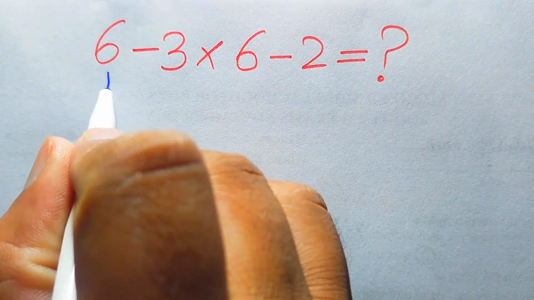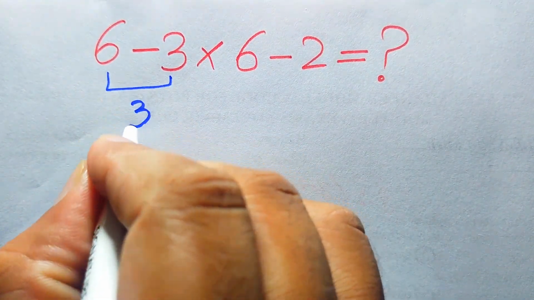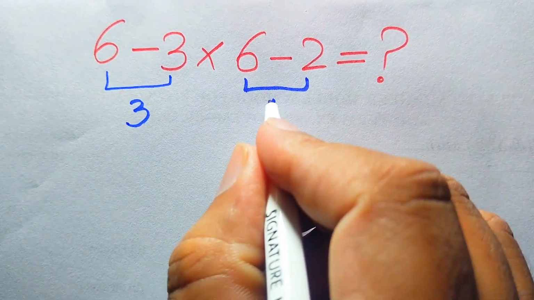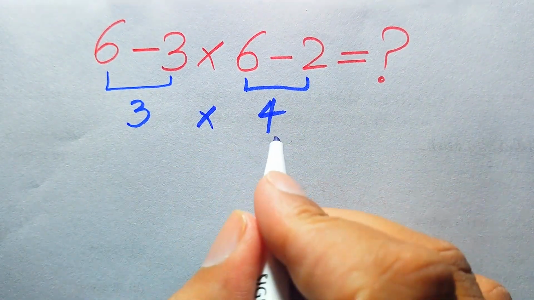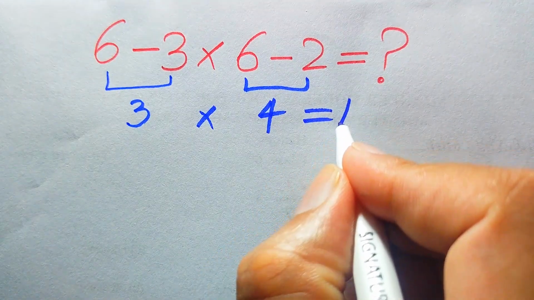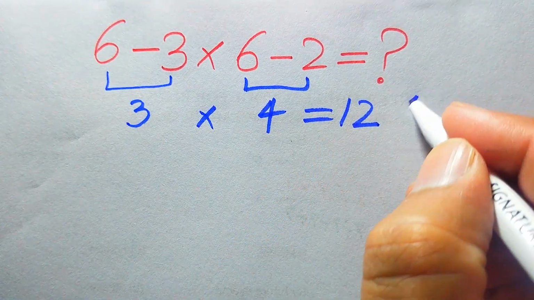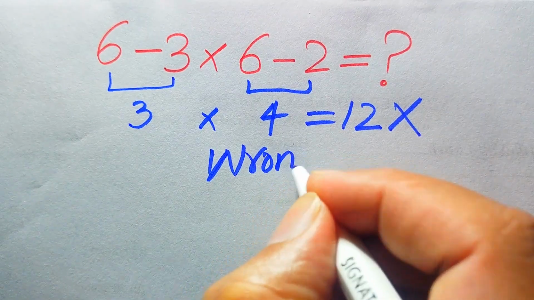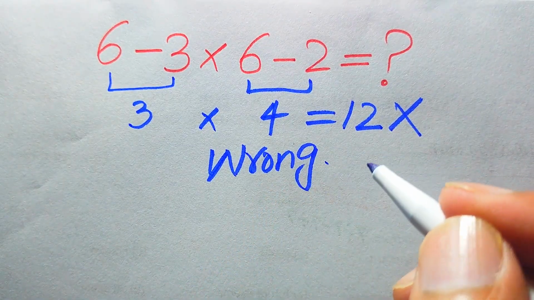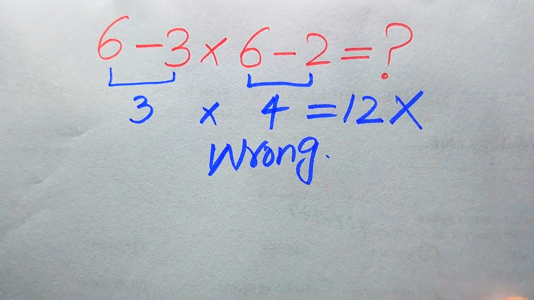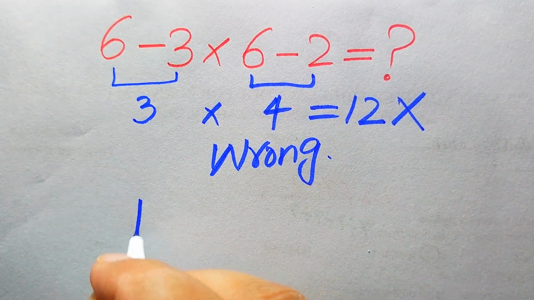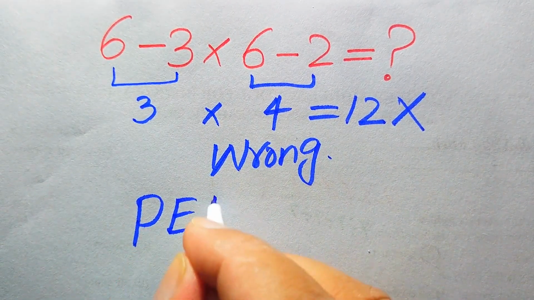6 minus 3 is equal to 3, and 6 minus 2 is equal to 4. So you see that 3 times 4 is equal to 12. So this is the wrong answer, or this is the wrong method or wrong steps to solve this type of problem. So here, in order to solve this type of problem, we just use the PEMDAS rule.